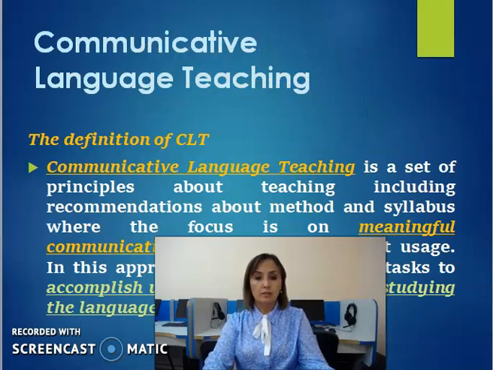Communicative language teaching. The definition of CLT, that's communicative language teaching. So, communicative language teaching is a set of principles about teaching, including recommendations about method and syllabus, where the focus is on meaningful communication, not structure, use, not usage. In this approach, students are given tasks to accomplish using language instead of studying the language.